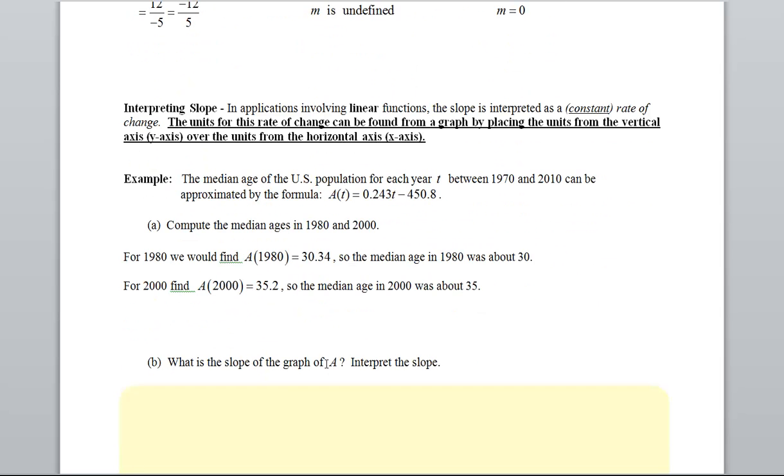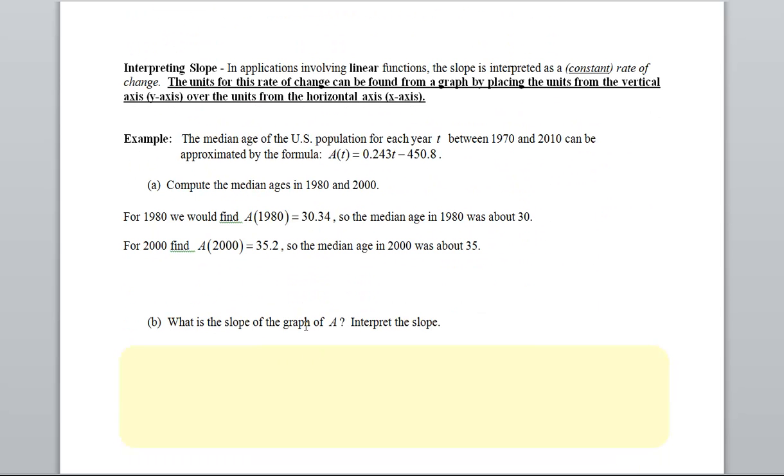Okay, there's a B part here. What is the slope of the graph of A, and interpret that slope? Here's when you see the word interpret, this is when they want you to get those units. Now remember, my y value here is referring to median age. Remember, A of t is my y. So that's median age, and t, notice where the x is supposed to be found, is time or year.